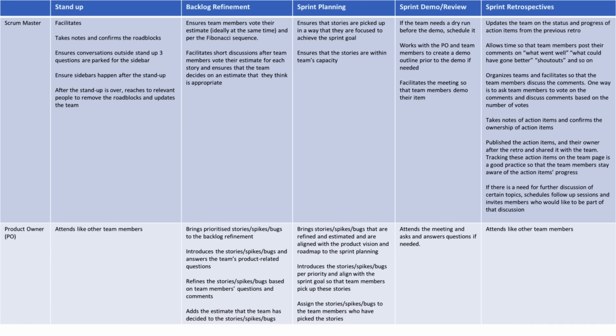The product owner role is more significant during the backlog refinements. The product owner brings prioritized stories, spikes, and bugs to the backlog refinement sessions, introduces the stories, spikes, and bugs to the team members and answers the team's product-related questions, refines the stories, spikes, and bugs based on team members' questions and comments, and adds the estimate that the team has decided to the stories, spikes, and bugs.